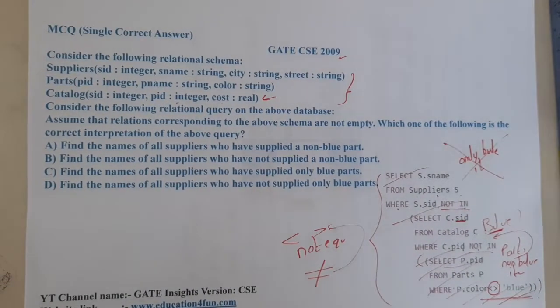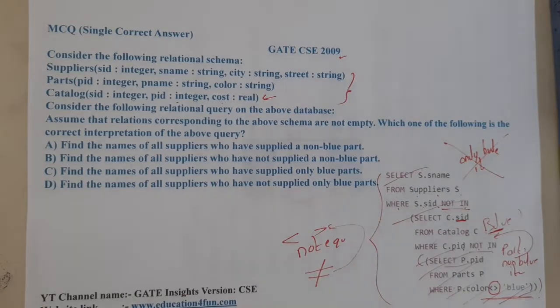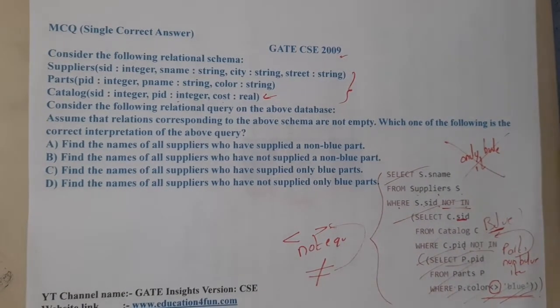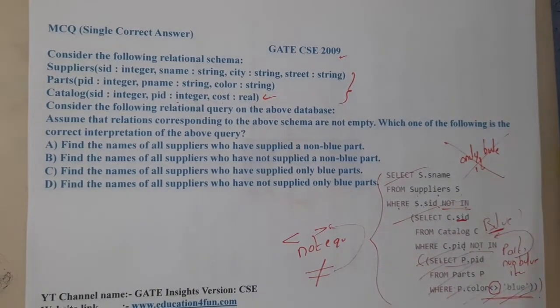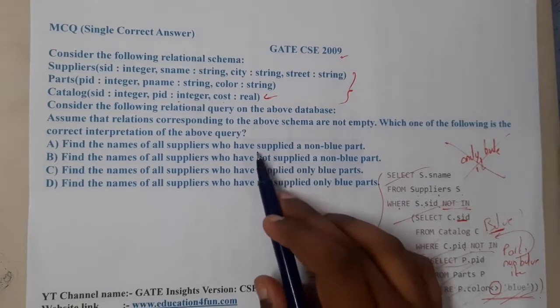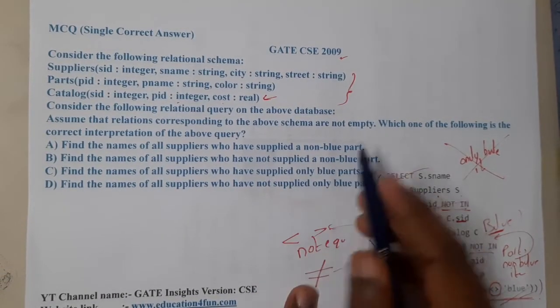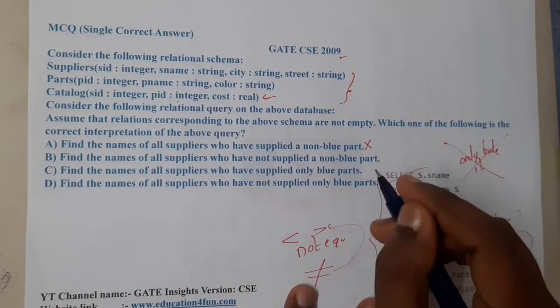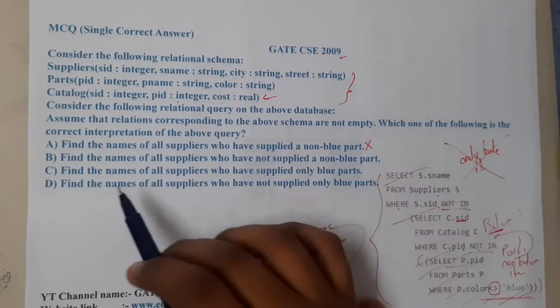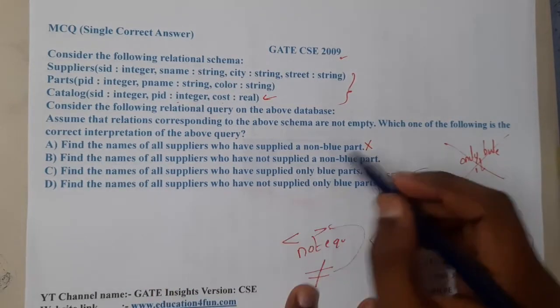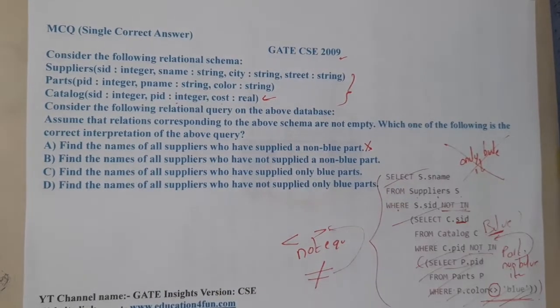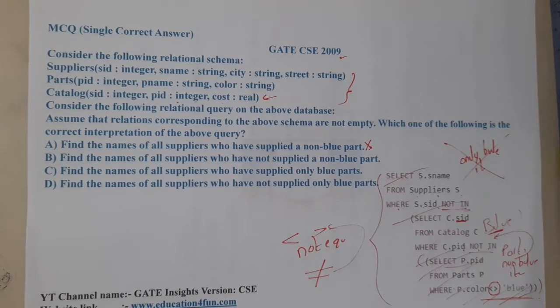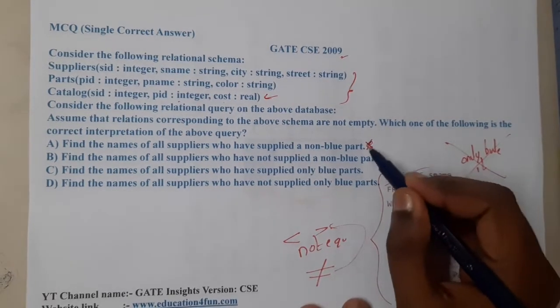Now let us go through the options, guys. I think with the options it will be really easy. Option A says find the names of all suppliers who have supplied a non-blue part. This is wrong, guys, because they should not sell even a single blue part, right? Okay, let us go through option B. Option B says find the names of all suppliers who have not supplied a non-blue part. Just give me a second, guys.